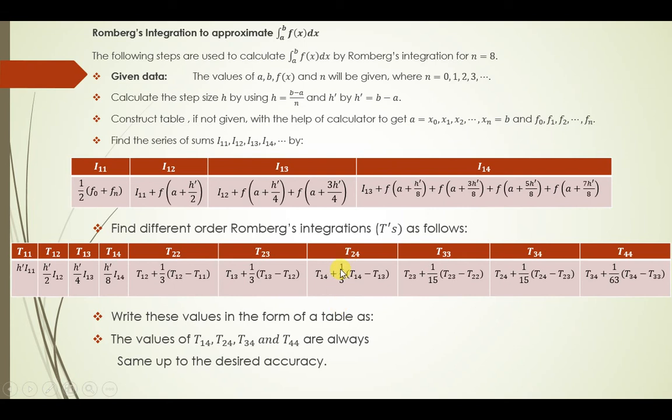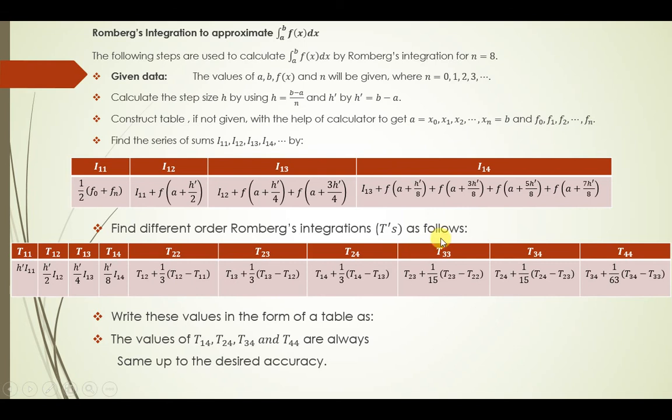There is also a general formula to calculate the values of these T's, but you don't need to remember that formula. You just need to remember these simple formulas for these T22, T23 and T24. So that is the same multiple of T13 minus T12, the same multiple of T14 minus T13, and the same multiple of T12 minus T11.